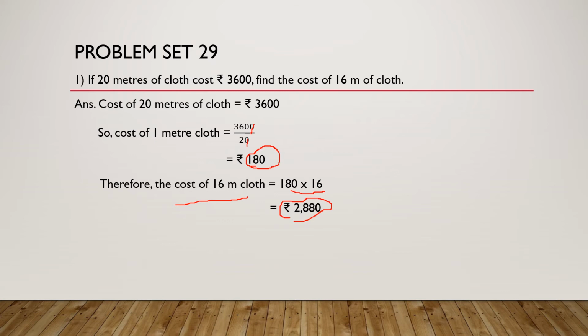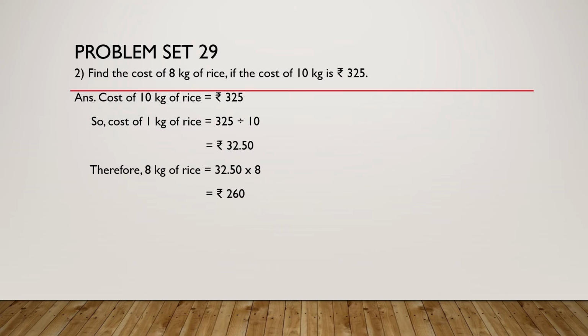Let's solve some more. The second sum says, find the cost of 8 kg of rice if the cost of 10 kg is 325 rupees. In the same way, first we'll find the cost of 1 kg of rice by dividing 325 by 10. So we get the answer as 32.50. That is the cost for 1 kg of rice.